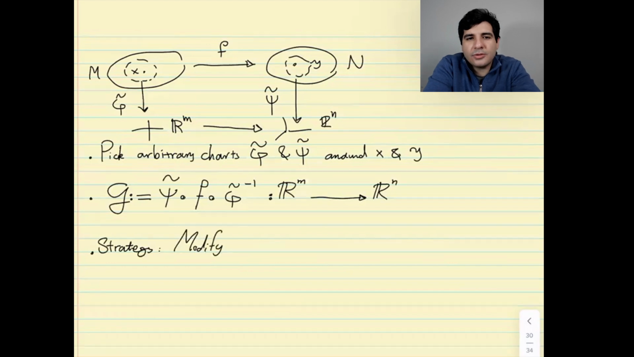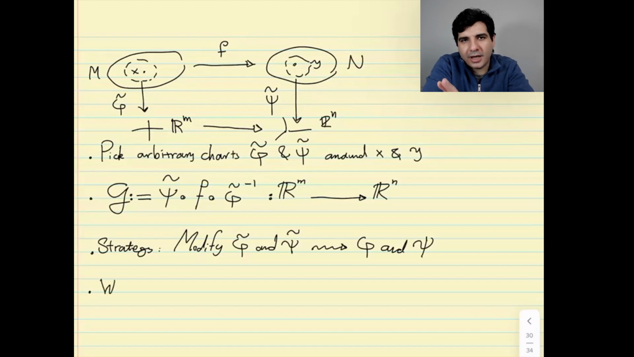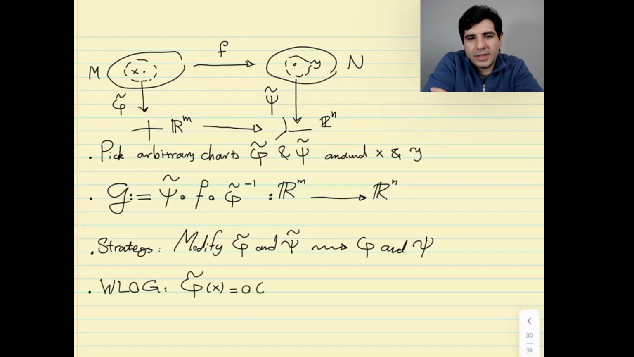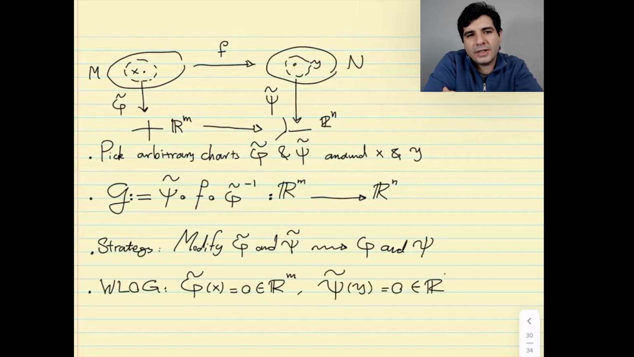Okay, so the strategy is to modify phi tilde and psi tilde to get new diffeomorphisms phi and psi such that psi of phi inverse becomes the canonical map we are looking for. So we should find a way to correct phi and psi. Also, without loss of generality, we can assume phi tilde takes x to 0 in Rm and psi tilde takes y to 0 in Rn. The reason is that if that's not the case, you can just compose phi tilde with a linear transformation. It preserves the diffeomorphism.